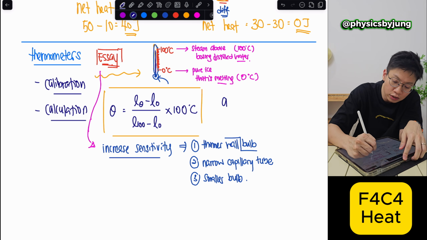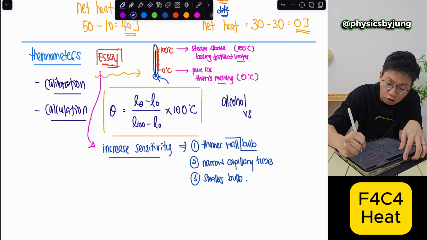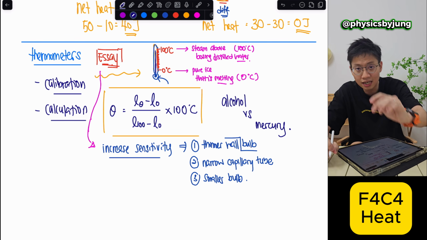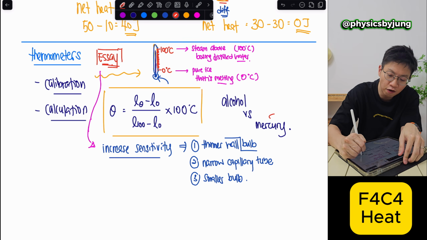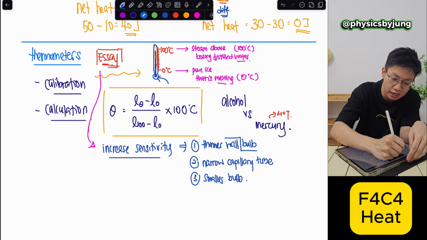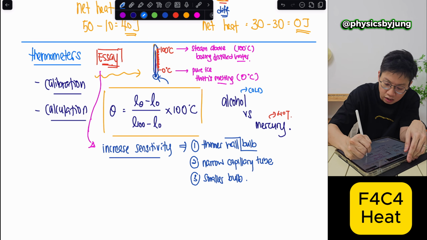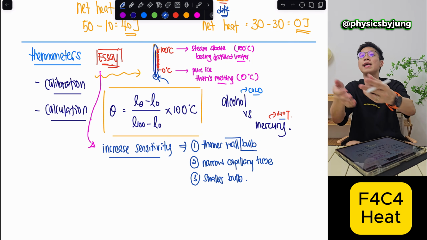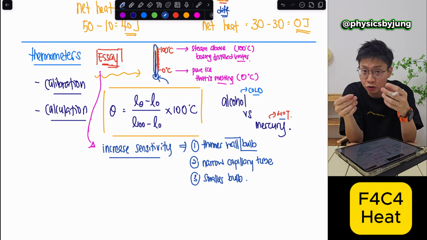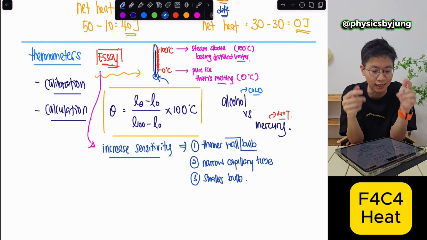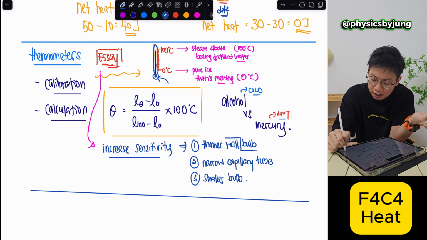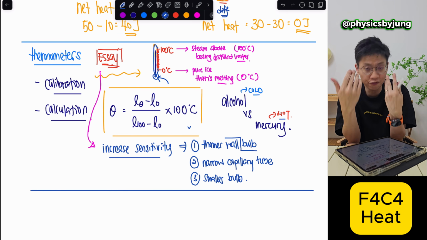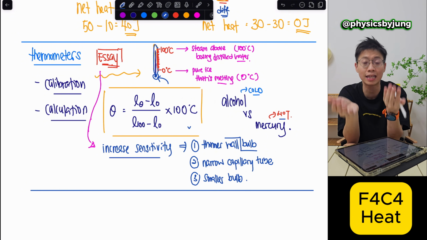Then you also need to know the difference between alcohol versus mercury thermometer. Usually, the rule of thumb, for hot stuff, we use mercury. If it's cold places, we use alcohol. How can you remember this? Very simple. If you use alcohol, wash your hand before. Alcohol is really cold, right? So on thermometers, these are the things. Make sure that you know how to do the calibration calculation. Feel free to go and refer to your textbook.